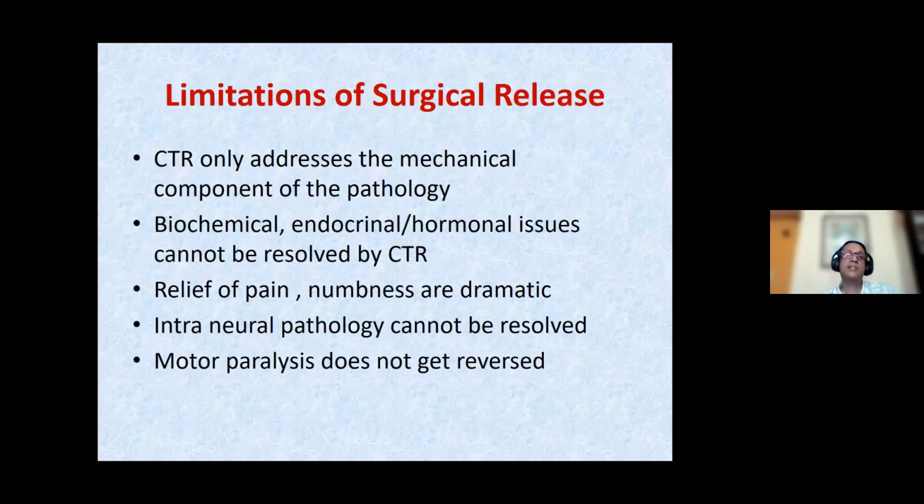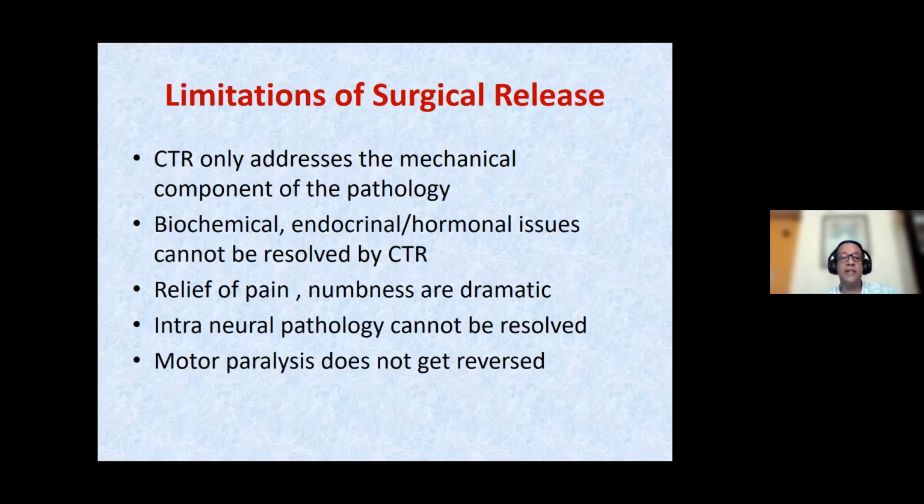Now, you must understand that carpal tunnel release can only address a mechanical component of the pathology. If there are other comorbidities or other diseases or conditions, which may be biochemical, endocrinal, hormonal, whatever, which are actually a cause for the carpal tunnel, that cannot be addressed by the surgical release. Most often, we find that the pain relief and numbness relief are quite dramatic. In fact, the very next day or maybe the day after, when you first see the patient, they say that the so-called numbness or the tingling or the night pains are totally relieved.